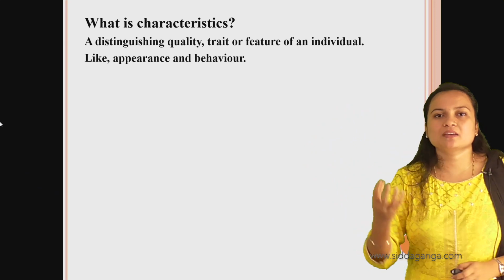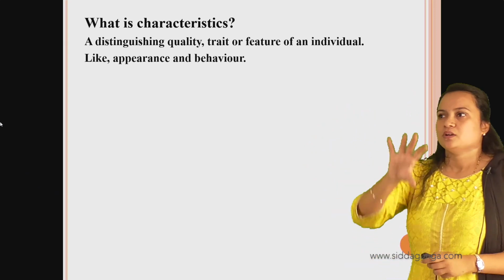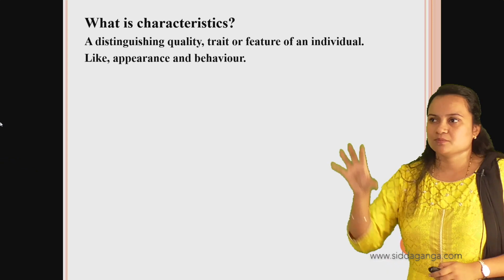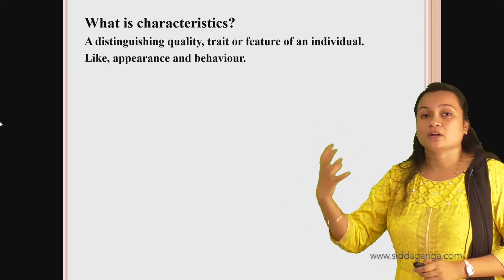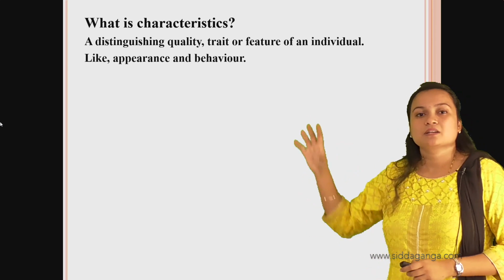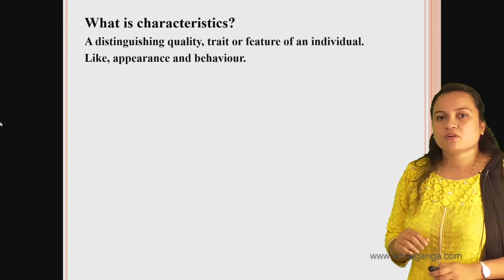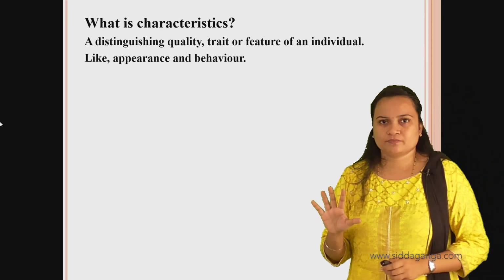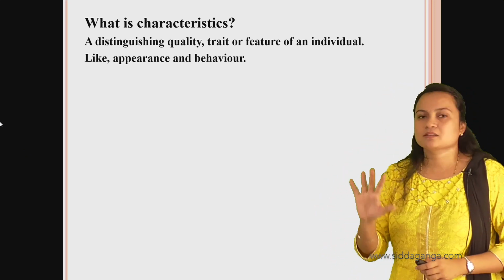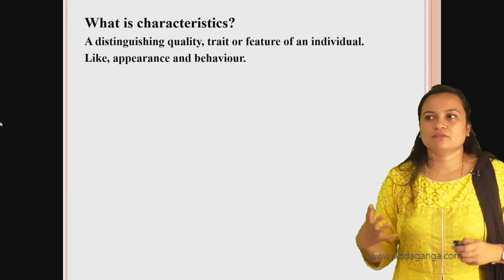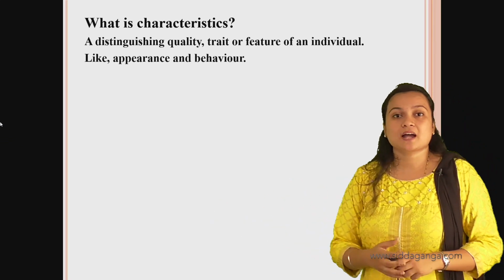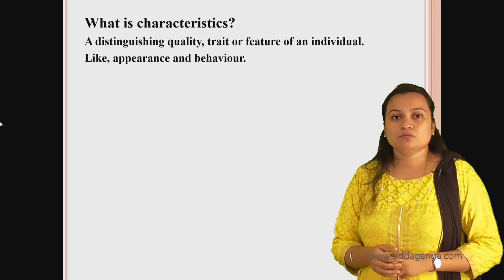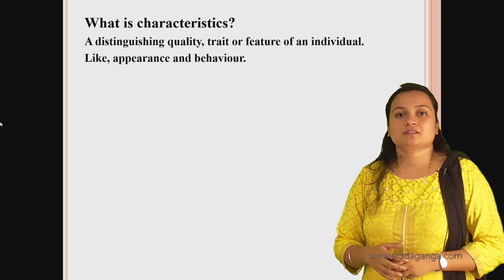For example, appearance and behavior. If you notice an organism, you will see the appearance and you will see the behavior. Their body design will be different, right? So these are the characters. Say for example, we have 5 digits. This is one character. We can run, we can walk, we can move, but the trees can't. The banyan tree can't move. So this is also one character.